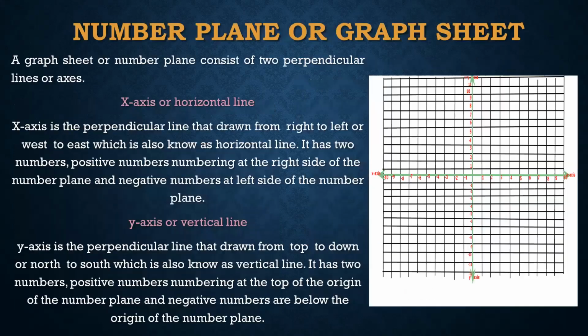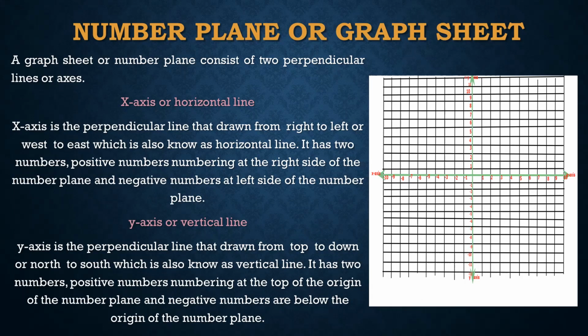Now, let's talk about the number plane. The number plane is the same as a graph sheet or graph board. The graph sheet or graph board consists of only 2 perpendicular lines, the horizontal line and the vertical line.